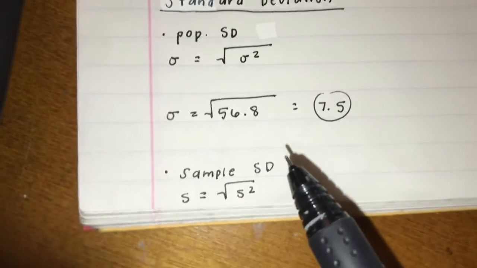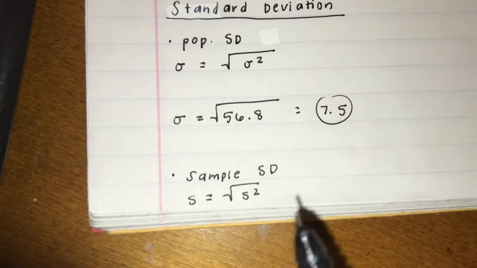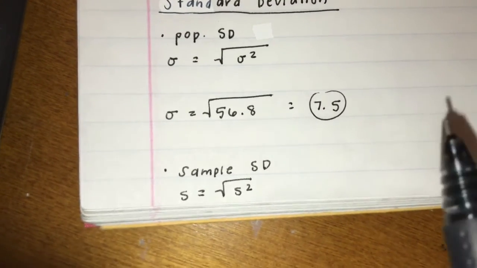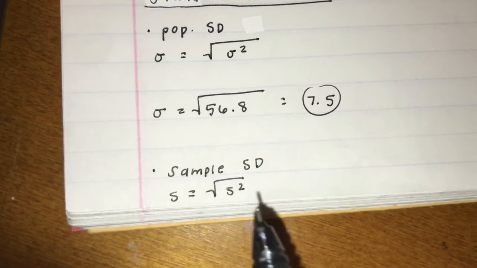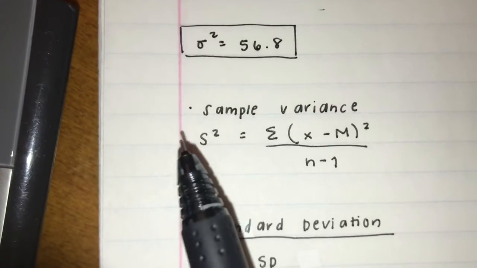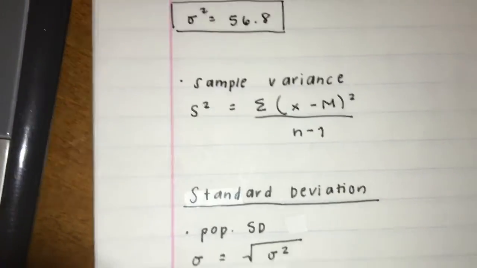And just as variance has population variance and sample variance, respectively, we have a sample standard deviation. The formula for that is just lowercase s equals the square root of the sample variance. As we did before, this is the formula for sample variance, so that sample variance is going to be square rooted.